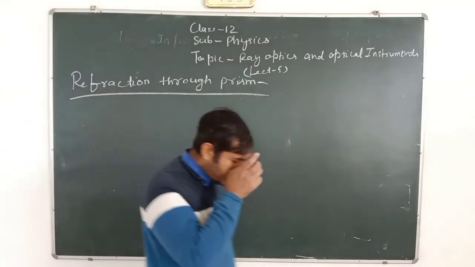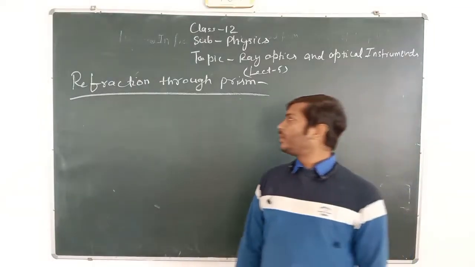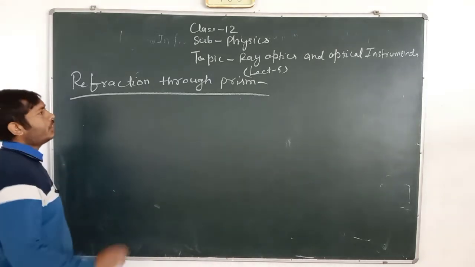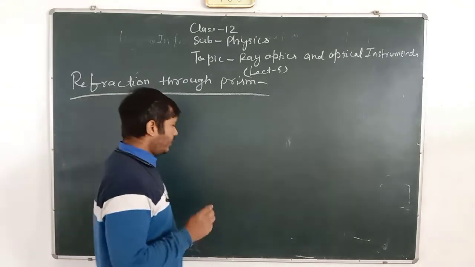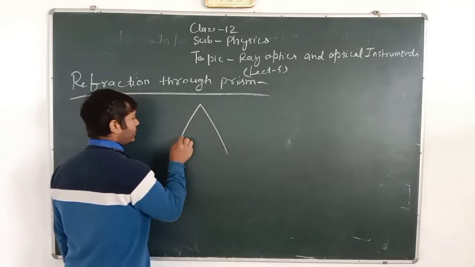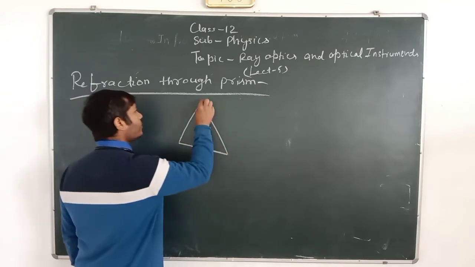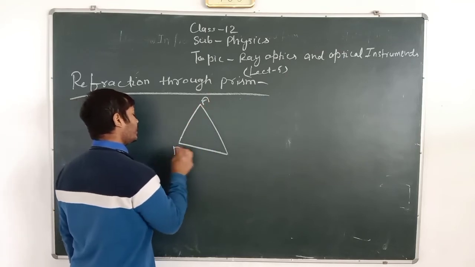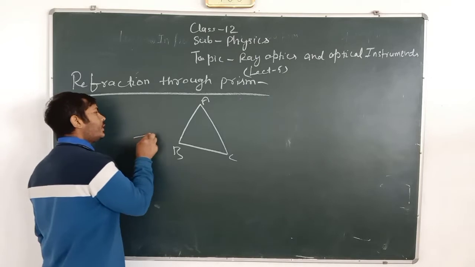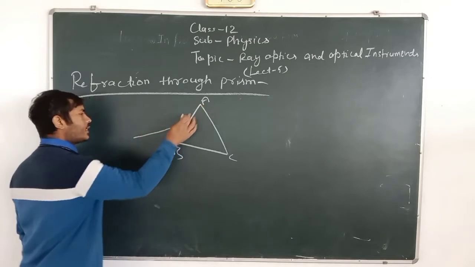I am going to start the new topic, that is refraction through prism. Okay, now we have to see the refraction through prism. Let us suppose it is prism A, B, C. A ray of light is incident on surface AB.